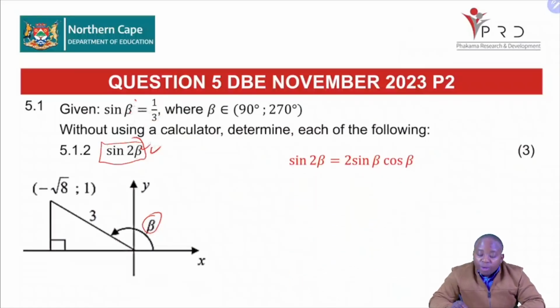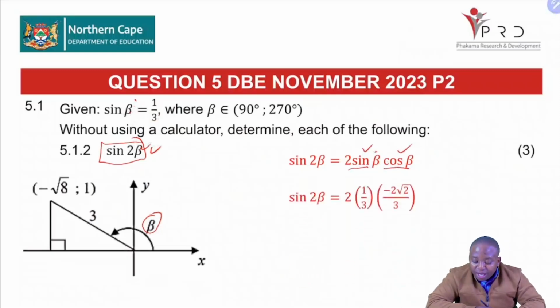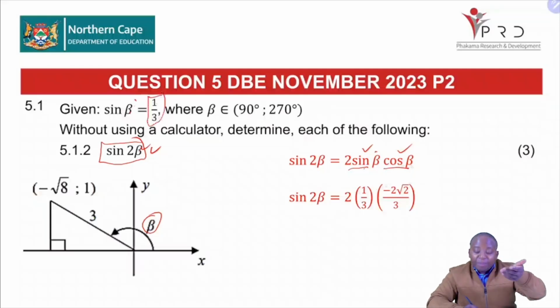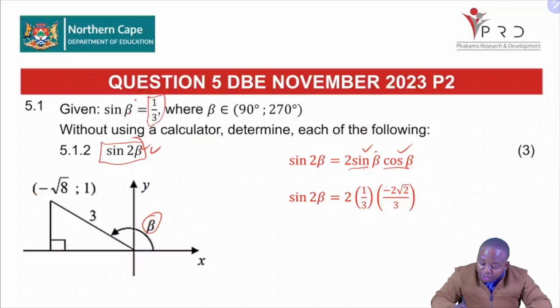When we expand it, we get sine 2 beta equals 2 sine beta multiplied by cos beta. There we can see now we have sine beta and cos beta. We no longer have a double angle. Then what do we do from here? We can now substitute our sine beta and our cos beta in those spaces. Our sine beta was already given from the question. So it is 1 over 3 into our cos beta. We found it on the previous question, which is negative root 8 over 3.